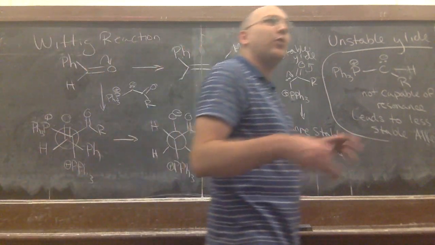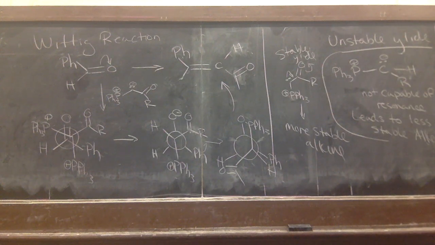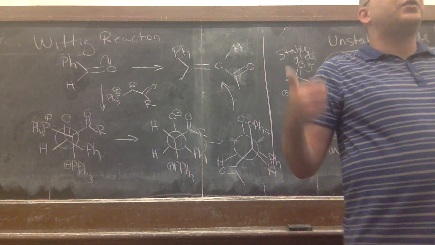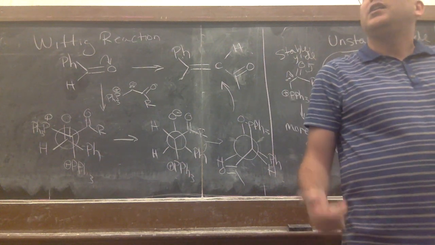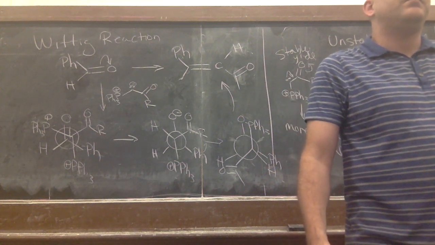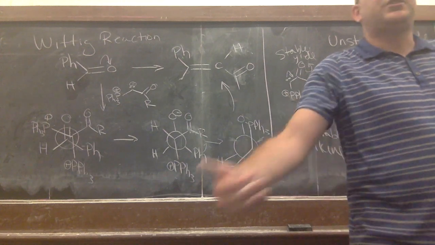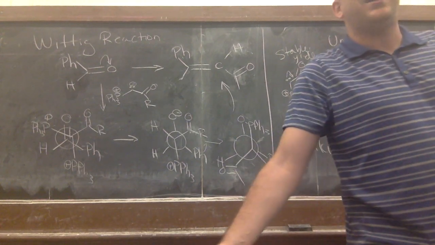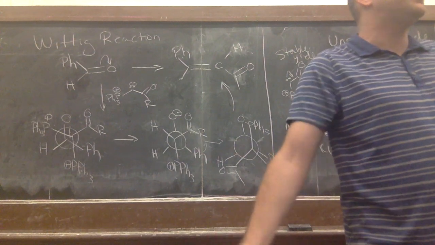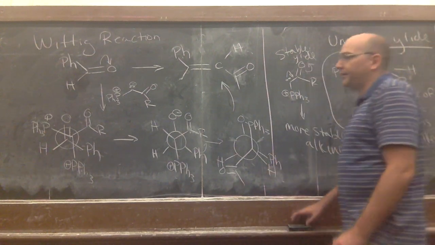I get that's a little bit more confusing, and the most important point of this, though, is the recognition that certain Wittig ylides will give you E, and certain ylides will give you Z. Okay? Stable ylide, stable alkene. Unstable ylide, unstable alkene. Got it? All right.